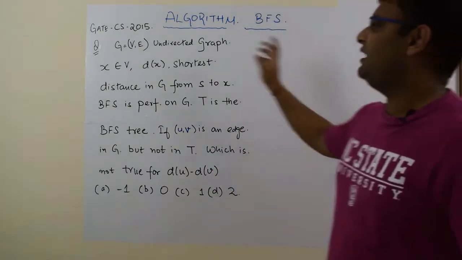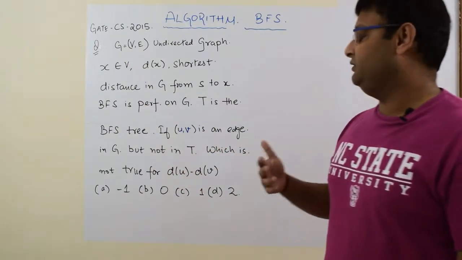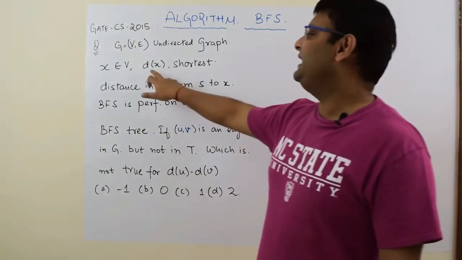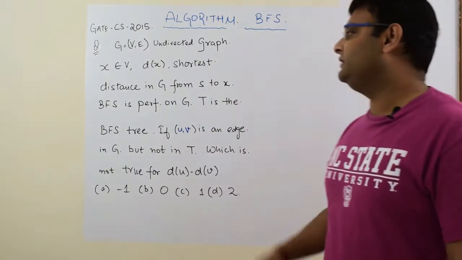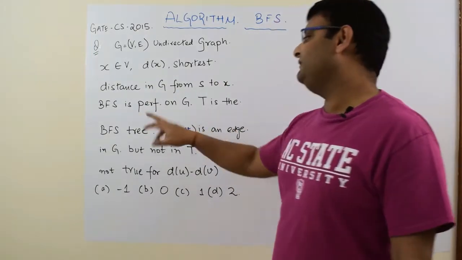So G is an undirected, unweighted graph. X is any vertex in the graph, and dx denotes the shortest distance of that vertex from a source S. Now BFS is performed on G. T is the resulting BFS tree.